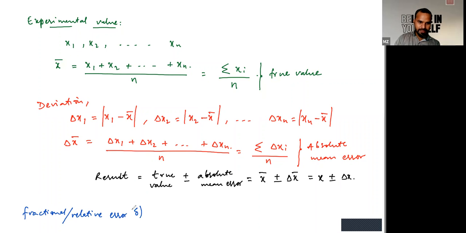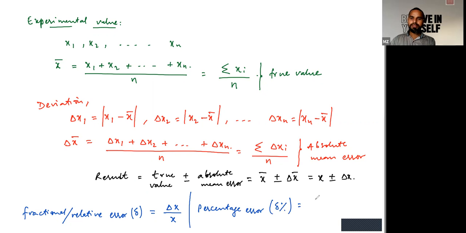It would be represented by delta, and it is equal to nothing but absolute mean error divided by true value. So it will be delta x divided by x. Now, if you multiply it by 100, you will get percentage error. So percentage error, or delta percent, is equal to delta x divided by x into 100.